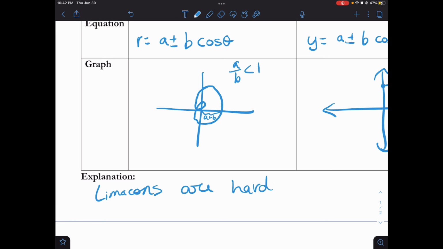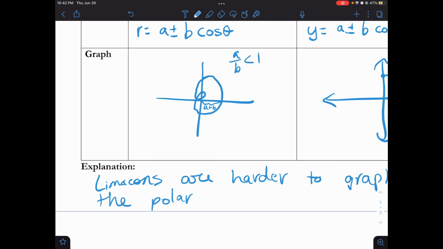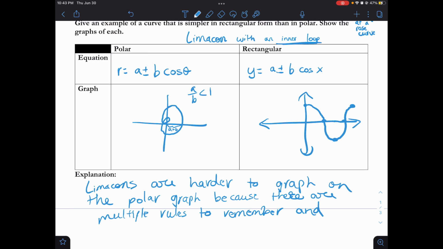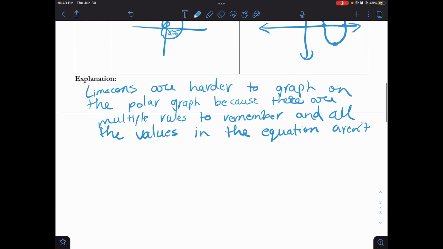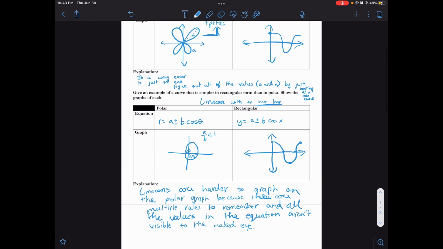So limacons are harder to graph on the polar graph, because there are multiple rules to remember, and all the values in the equation aren't visible to the naked eye. So that's my reason, and that's it.